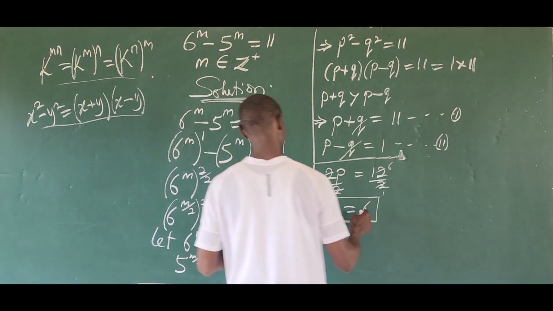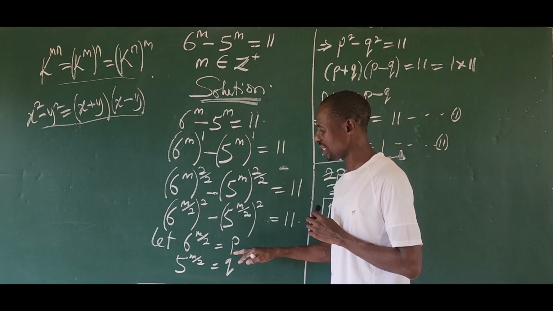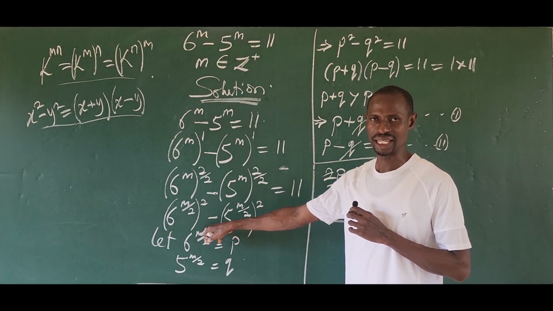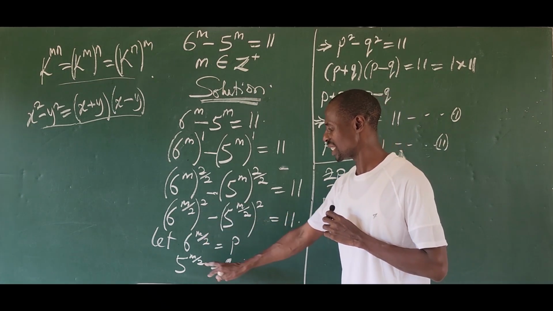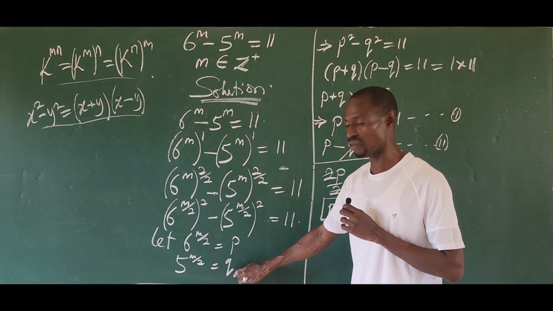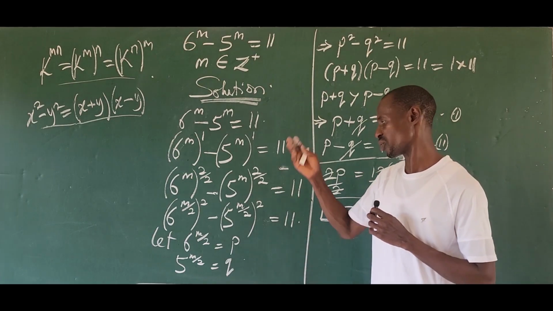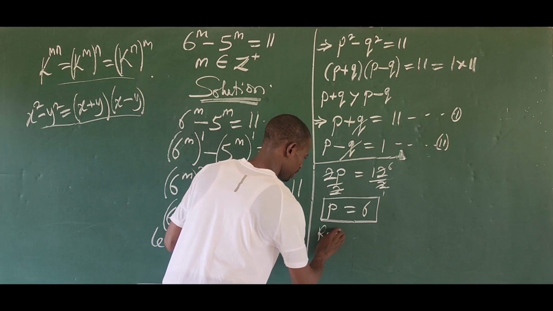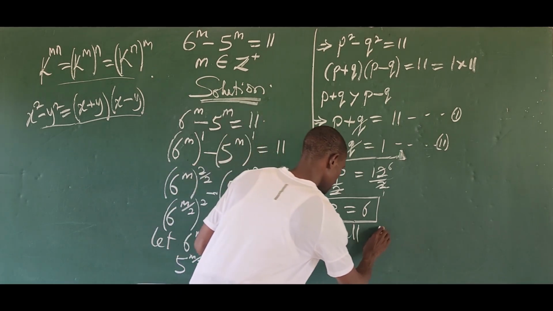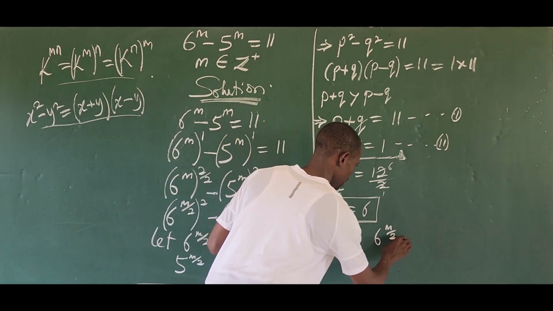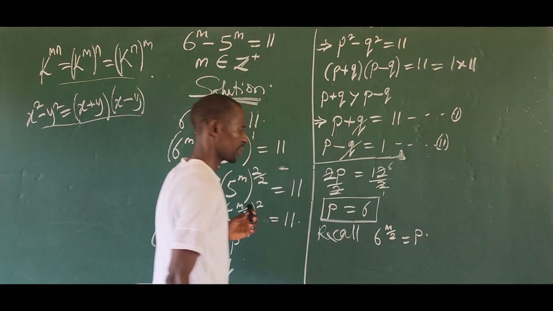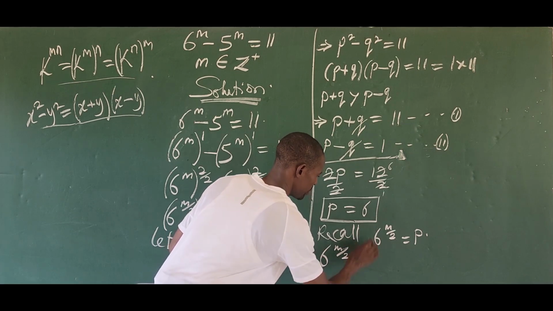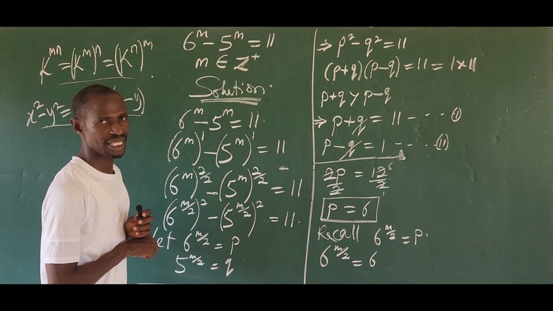Why? Because we can substitute this value into the substitution we made here and we get the value of m from there. And the value of m is the same thing we're going to get if we go ahead to solve for the value of q. Okay, so let's put this into this equation. So we now have 6 to the power of m all over 2 is equal to p. Substituting, p is 6. Easy.